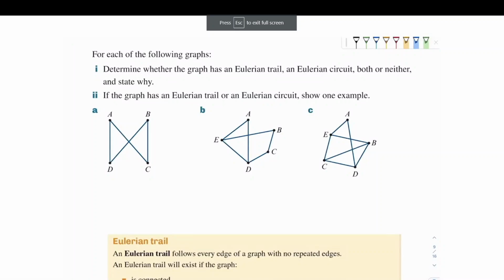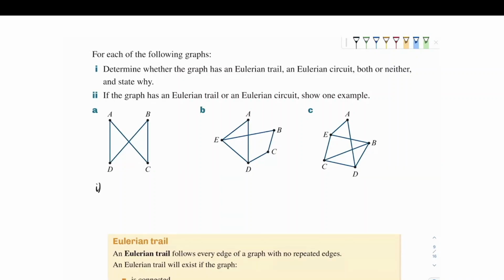For each of the following graphs, determine whether the graph has an Eulerian trail, an Eulerian circuit, both, or neither, and state why. And if the graph has an Eulerian trail or an Eulerian circuit, show one example. Let's start with the first one.